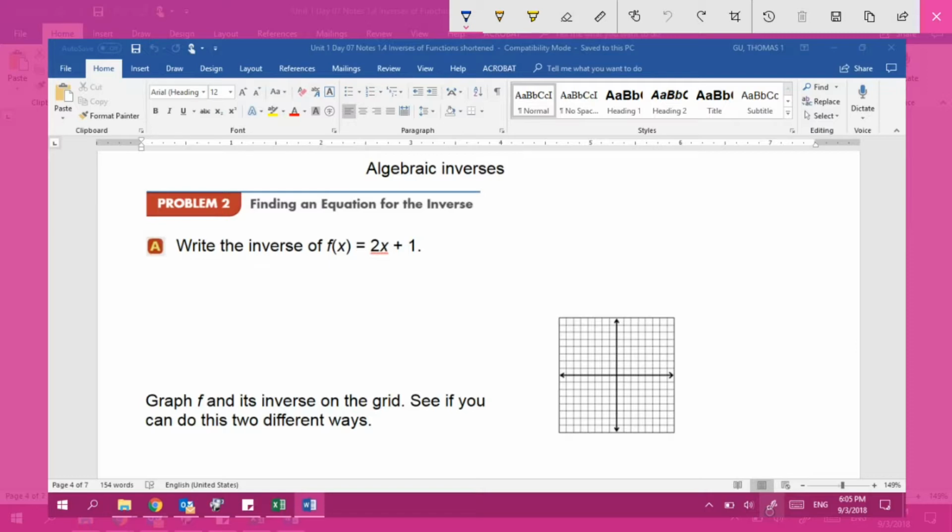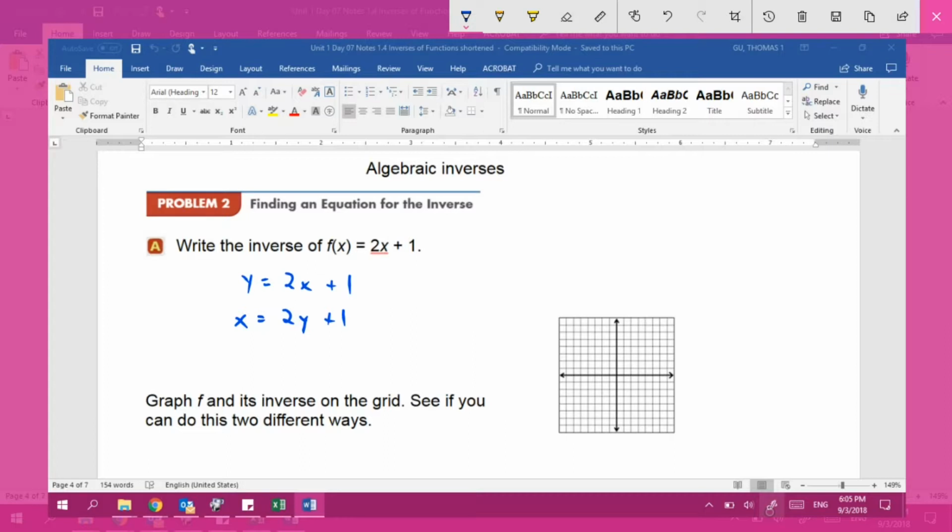So look at this. Original, we're going to write this in terms of y. So instead of f of x, I'm going to write y. Okay, so I'm going to write y equals 2x plus 1. Because remember, f of x is the same thing as y essentially. So now we're going to switch the y and the x. So it's going to become x equals 2y plus 1 because we're looking for the inverse.